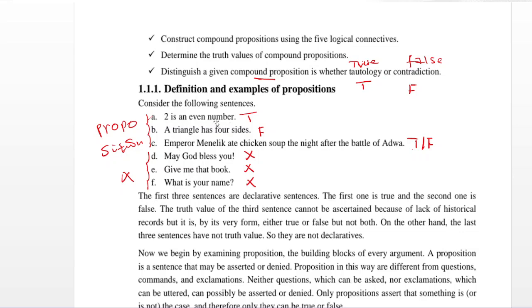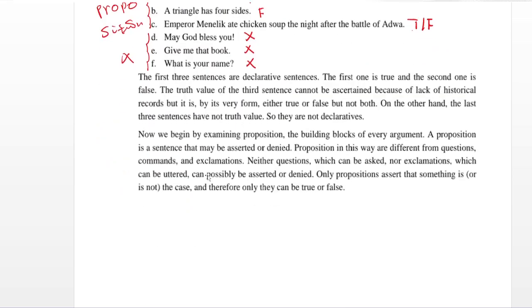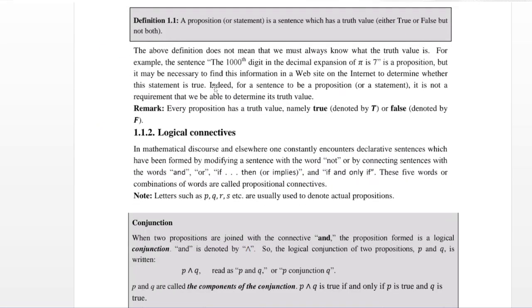2 is an even number, it says. 2 is an even number, right? Yes, that is true. So a proposition or statement is a sentence which has a truth value, either true or false but not both. If it can be both, that is not a proposition. Okay.